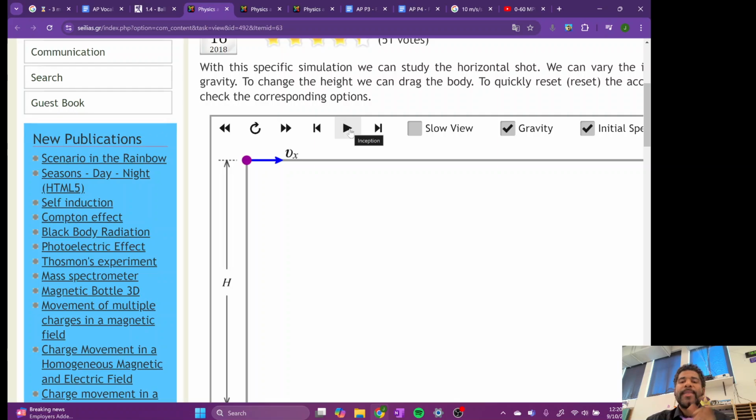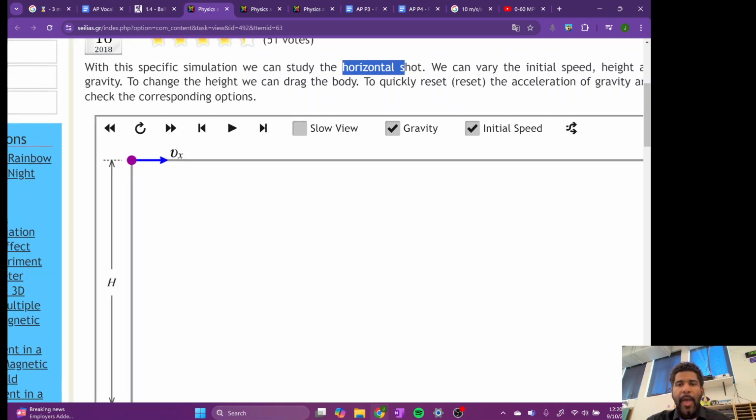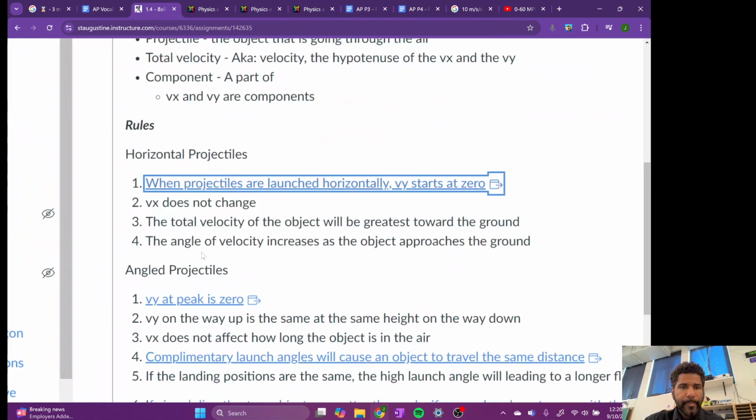t equals 0, think of t equals 0 as before I press the play button right here. This is t equals 0. There is no vertical component of the velocity if it is shot horizontally. That is something that you have to take into consideration when seeing the words shot horizontally. You have to automatically know that Vy is going to be equal to 0.